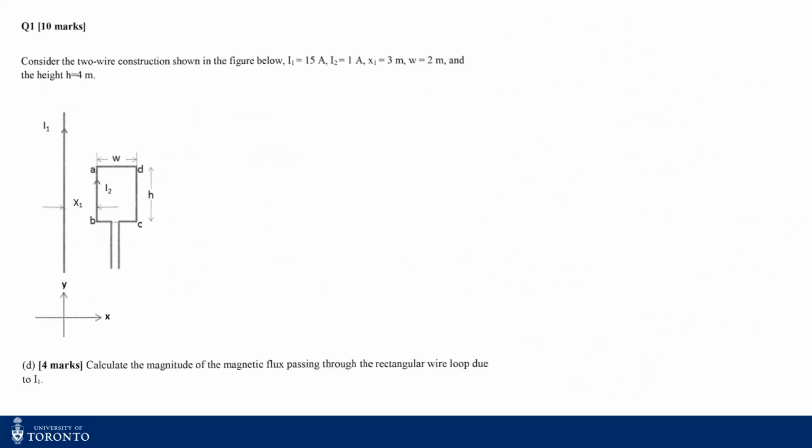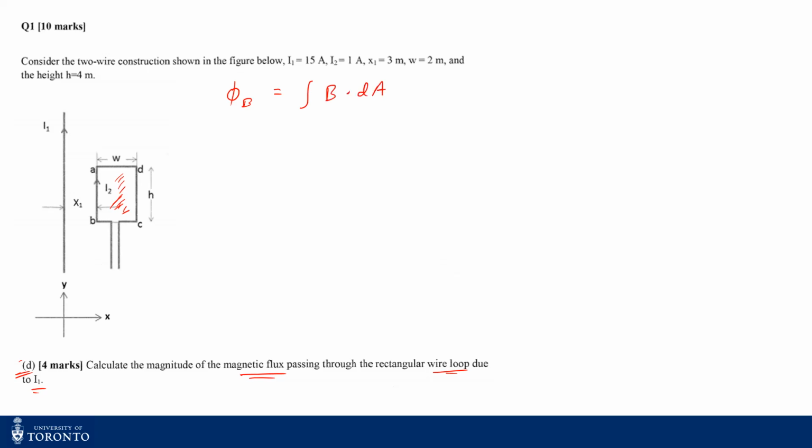All right. Now for the last part, part D, they have asked what's the magnitude of the magnetic flux passing through the rectangular wire loop due to current I1. So you have to find the flux going through the loop area, the completely internal area. Now we know that our flux phi B is basically B dot dA.